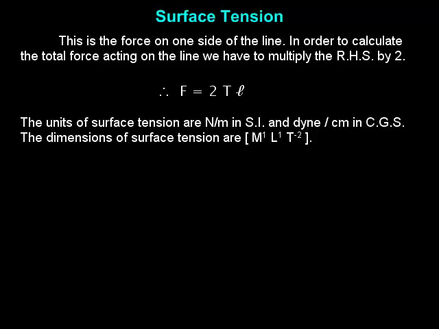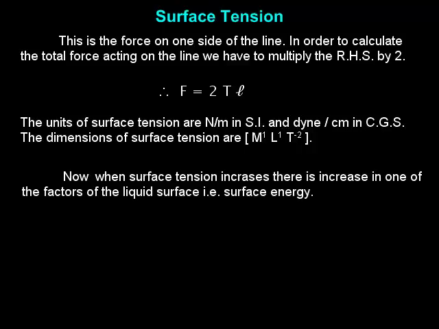The units of surface tension are Newton per meter in SI and dyne per centimeter in CGS. The dimensions of surface tension are M^1 L^0 T^-2. Now, when surface tension increases, there is an increase in one of the factors of the liquid surface, that is surface energy.